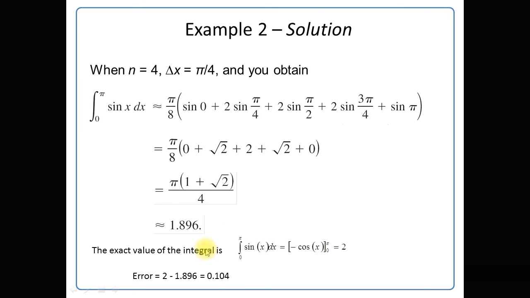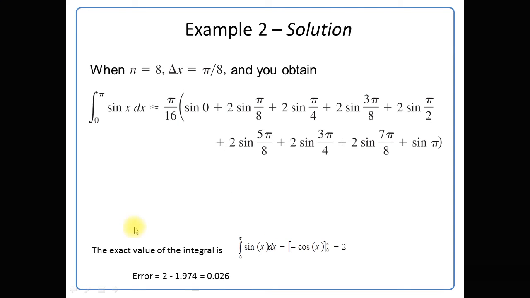And you see over here in the previous slide, n is equal to 4, meaning 4 trapezoids. The result is 1.896 and the error is 0.104. So one point should be noted: if we increase the number of trapezoids, you will get more accurate results from the trapezoidal rule for definite integrations.